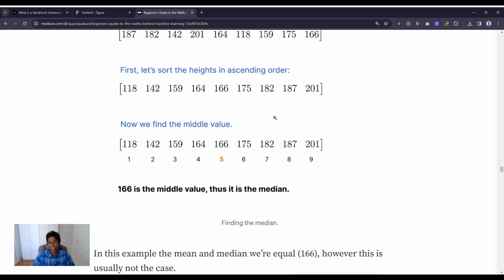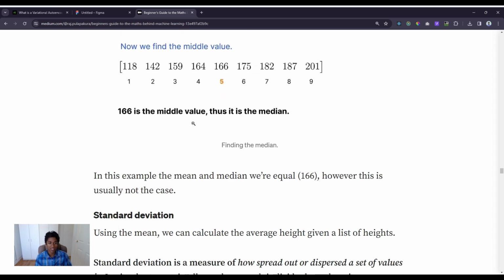To find the median, we just find the actual middle value. Since there are 9 elements, the median would be the 5th element, since there are 4 to the left and 4 to the right. If there are an even number of elements, then we just take the 2 middle elements and we average them together. So in this case, 166 is the middle value, and thus it is the median. Now, in this example, the mean and median happen to be the same, but this is usually not the case.